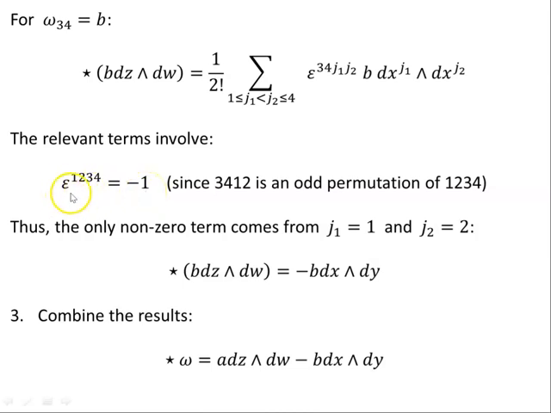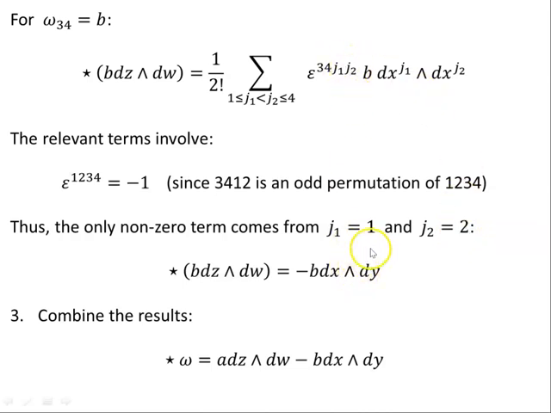That should actually be, my apology, epsilon 3, 4, 1, 2. Sorry about that. That should be flipped, and it's equal to minus 1, since 3, 4, 1, 2 is an odd permutation of 1, 2, 3, 4. So my apologies, that should be epsilon 3, 4, 1, 2. I missed that in the vetting. That's actually epsilon 3, 4, 1, 2 equals minus 1. Okay, the only non-zero term comes from J1 equal to 1, J2 equal to 2.